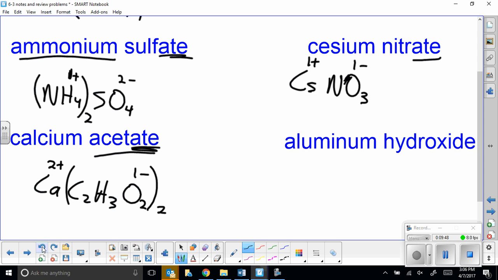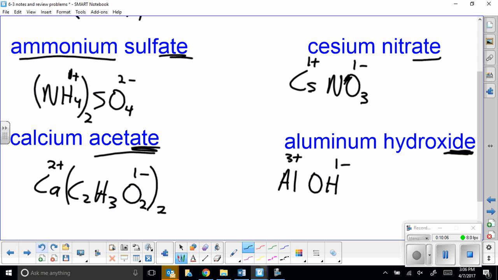Aluminum hydroxide. Now, this is kind of weird when hydroxide does end in IDE, but it's not hydrogen. Okay, hydroxide is OH. So I've got Al and I've got OH. This is a 3 plus. This is a 1 minus. I don't cross the 1.